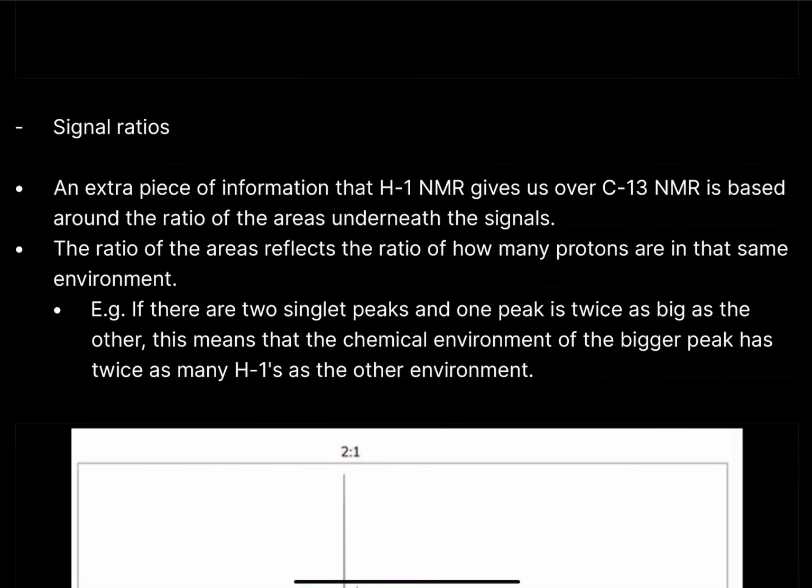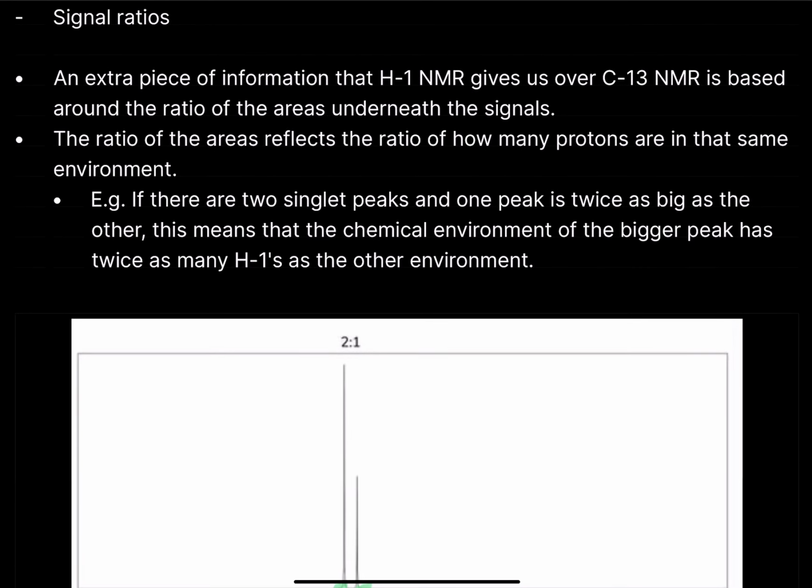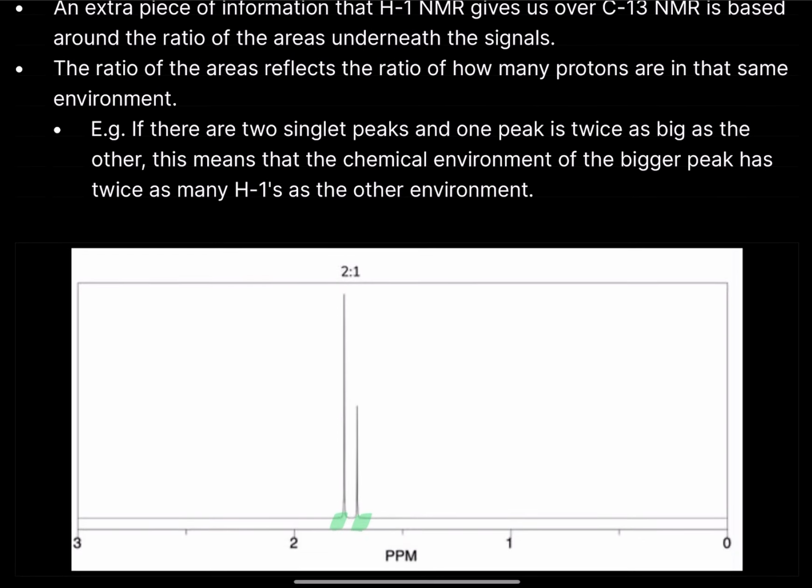Signal ratios. So an extra piece of information that hydrogen 1 NMR gives us over carbon 13 NMR, which is why I said it's better than using carbon 13 NMR, is a little bit more information. It's based around the ratio of the areas underneath the signals. So the ratio of the areas reflects the ratio of how many protons are in the same environment. For example, if there are two singlet peaks and one peak is twice as big as the other, this means that the chemical environment of the bigger peak has twice as many hydrogens as the other environment.